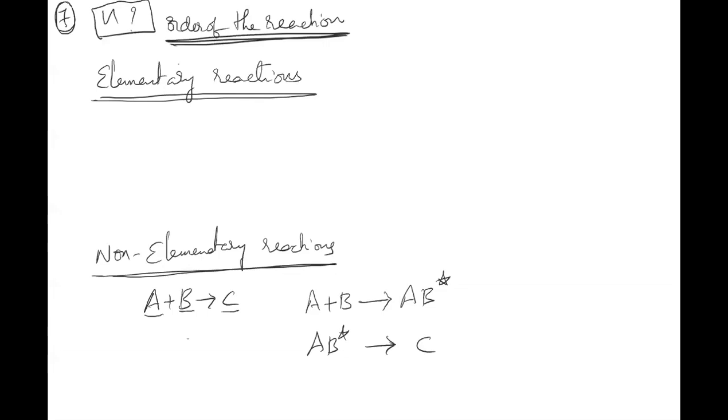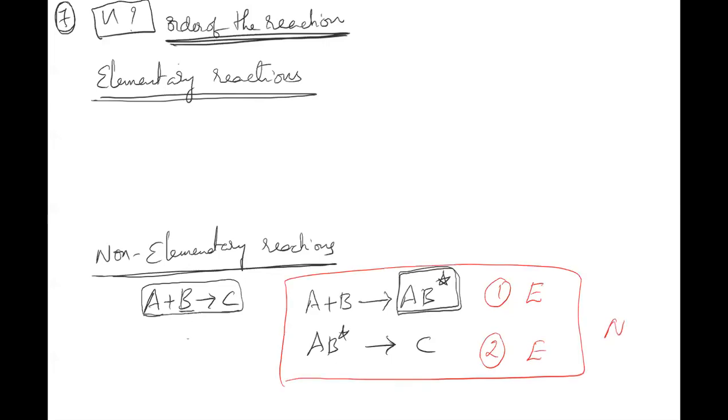But you don't see this intermediate because it is so unstable that it will eventually be converted to your product C and settle as C. That is why if you do a reaction, you don't find this intermediate molecule, AB star. So I am writing the reaction as A plus B gives C, but in reality this is my step 1, this is my step 2. Each is an elementary reaction, but combinedly it is a non-elementary reaction.